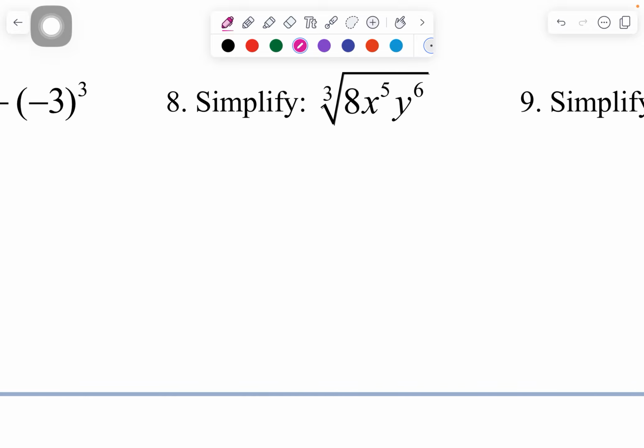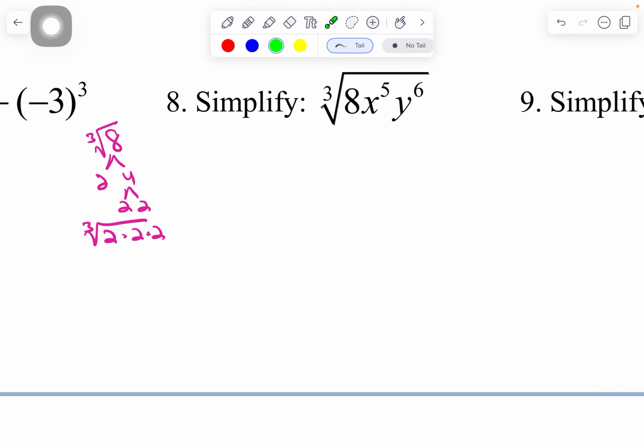All right, number 8 here, we're going to simplify a cube root. I'll deal with the variables in a minute. I'm going to go off to the side here, remind myself for a cube root of 8, how I can break that up. So 2 and 2. So 2 by 2 by 2. And because we're talking about a cube root, I am looking for sets of 3, and I have one set of 3 here. So the cube root of 8 is just 2.